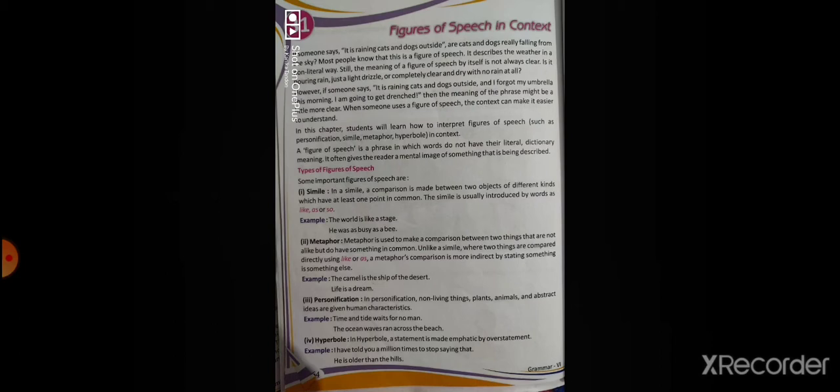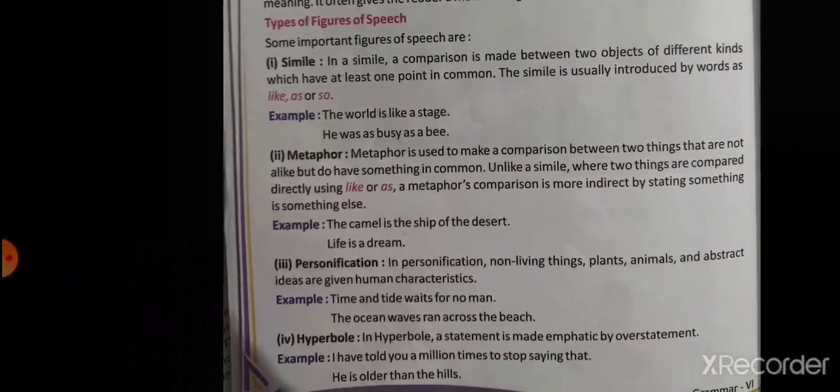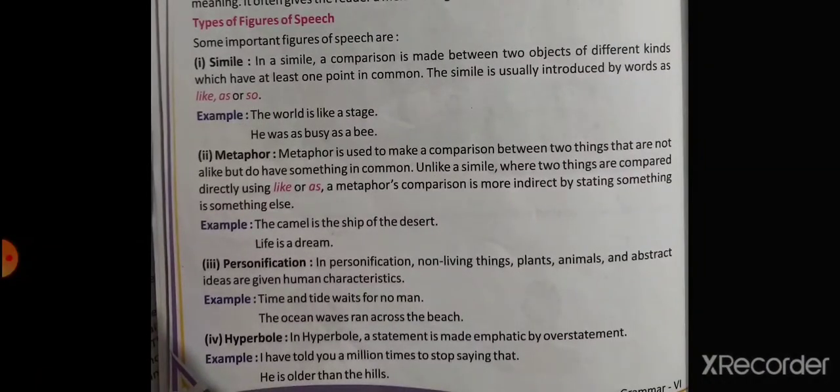Now, types of figures of speech: there are four. First is simile, another one is metaphor, third is personification, and fourth one is hyperbole. So first we are going to study simile. In a simile, we compare two objects of different kinds which have at least one point in common. So we can make a comparison between two different things.